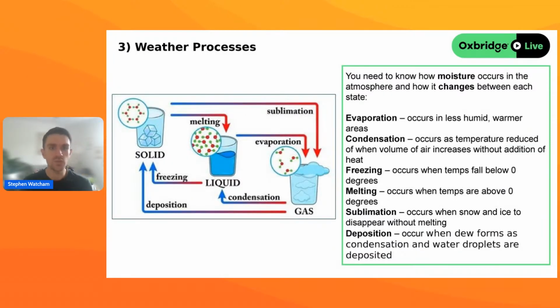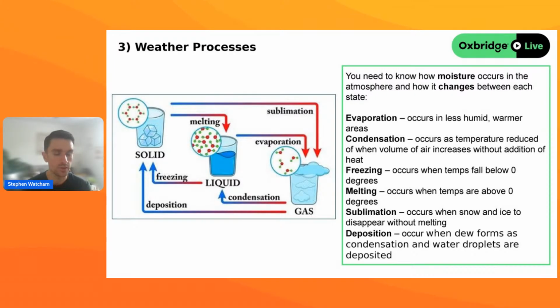So first of all, it's really important that we know how moisture occurs in our atmosphere and how it changes between different states. So remember our three states: solid, liquid, and gas. Evaporation, that is where we move from a liquid to a gas. For example, water evaporating from a puddle during the day. Condensation is where we turn that gas into a liquid, okay?